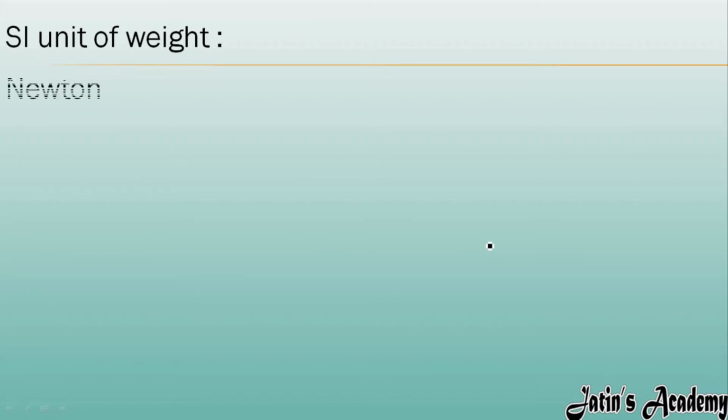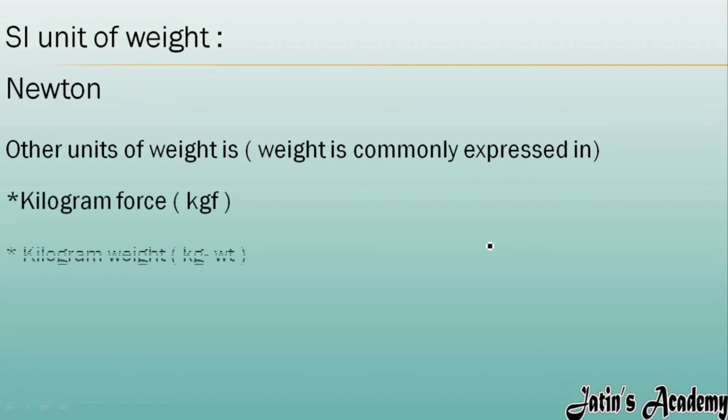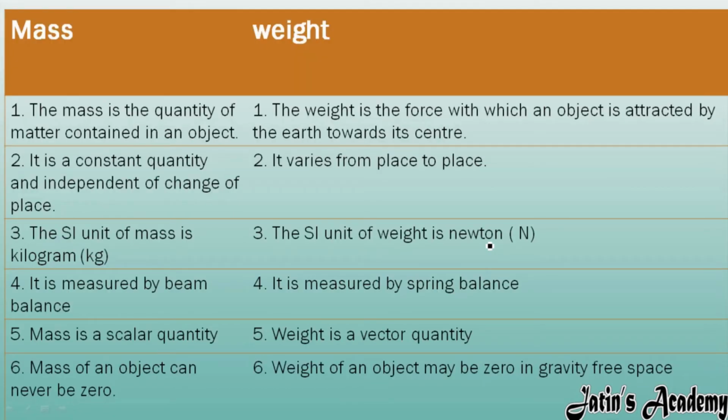Next we have the SI unit of weight. So what is the SI unit of weight? SI unit of weight is Newton. Other units of weight which we commonly use are kilogram force. Next we have kilogram weight. So this is the main difference between mass and weight.